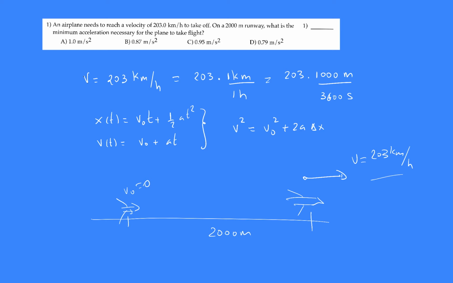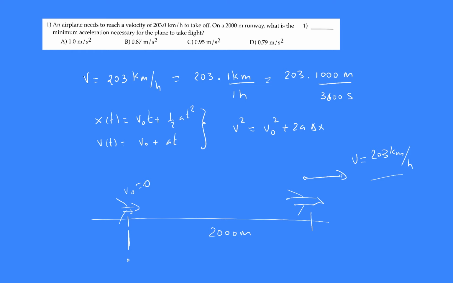running for 2,000 meters. So we will use the equations with constant acceleration. The equation for constant acceleration is x of t equals x0, which I didn't write here because I suppose x0 is 0, because it will start here, plus v0 t plus 1/2 a t squared. And the velocity v of t equals v0 plus a t.